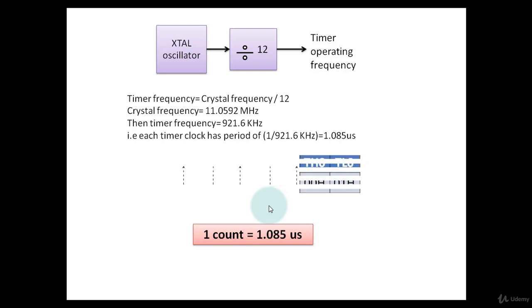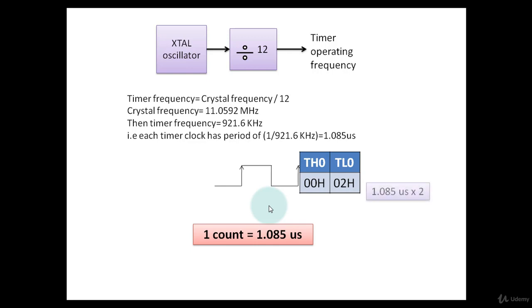When the second clock period is counted by the timer register, it gets the total delay of 2 into 1.085 microsecond. For the third clock period, 3 into 1.085 microsecond. So this is how the timer hardware module is used to generate a particular delay.